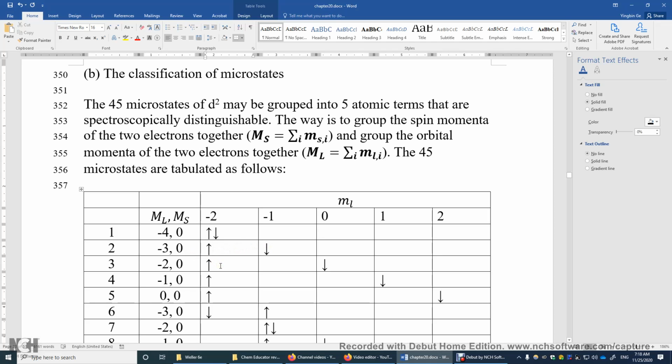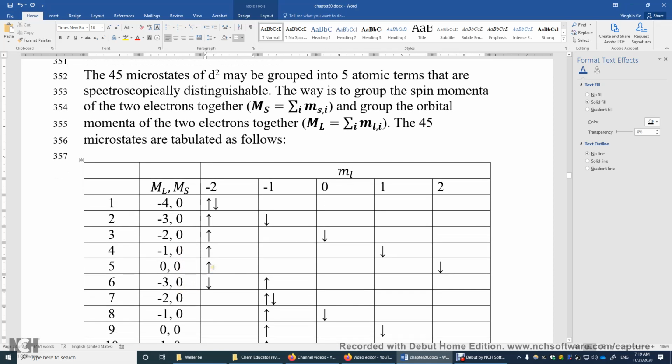The third microstate, here and here, the sum of m sub l is -2 plus 0, it's -2. The spin, 0. Now -2 and positive 1. So we have -1 here, with the sum of the spin being 0. And then again, 1 alpha, 1 beta, -2 plus 2. Together you have 0 here and another 0 for the spin.